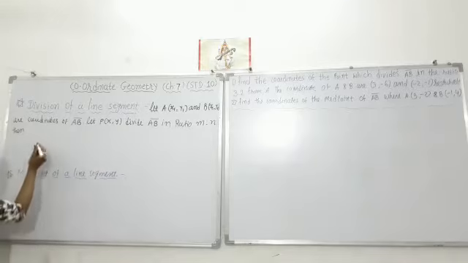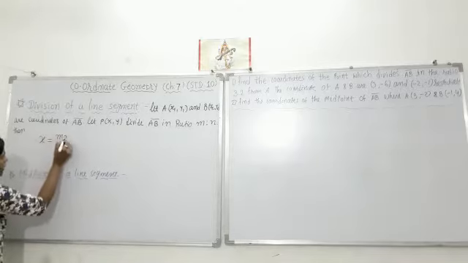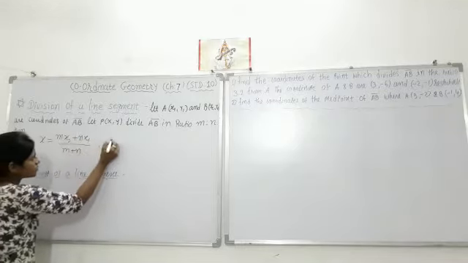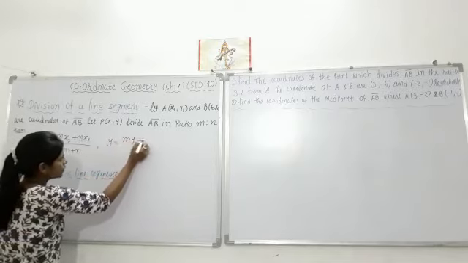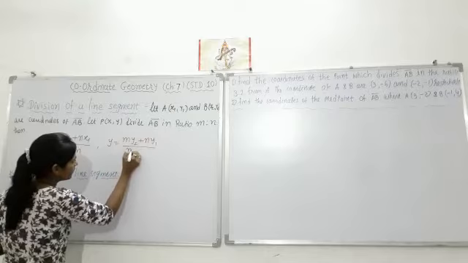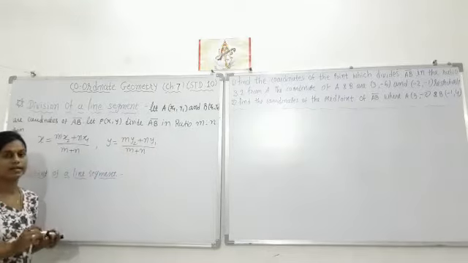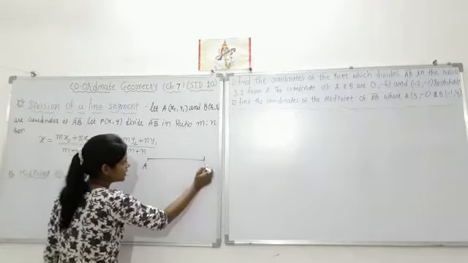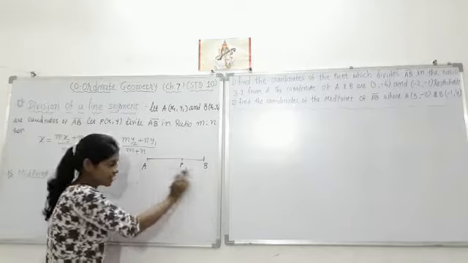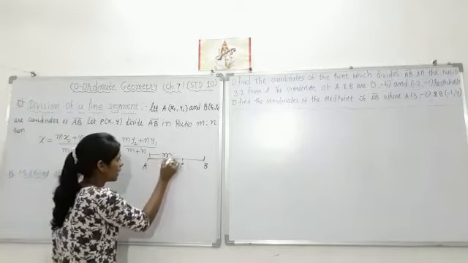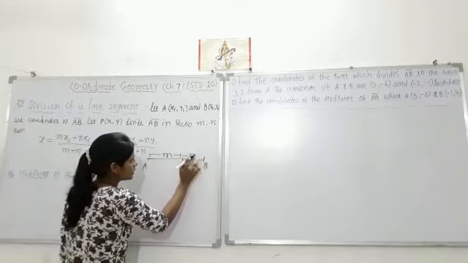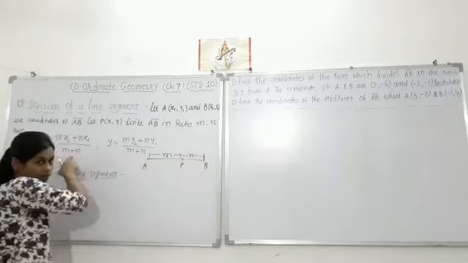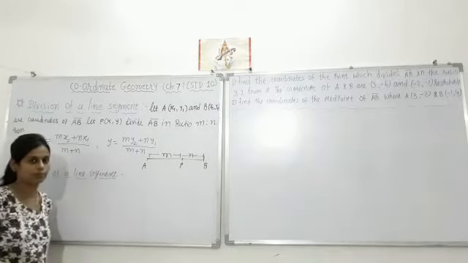By this formula. Your x is equal to mx2 plus nx1 upon m plus n, and its y coordinate is equal to my2 plus ny1 upon m plus n. Geometrically we understand it this way. You have one line segment AB. Here is A, here is B, and some point P dividing this line segment in the ratio m:n. This is your n part. So the x coordinate of this division point is found by this formula and the y coordinate by this formula.